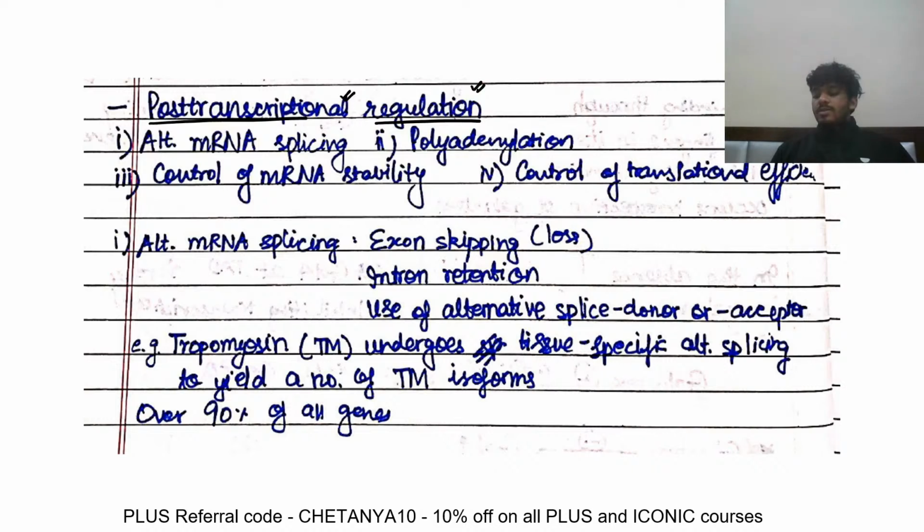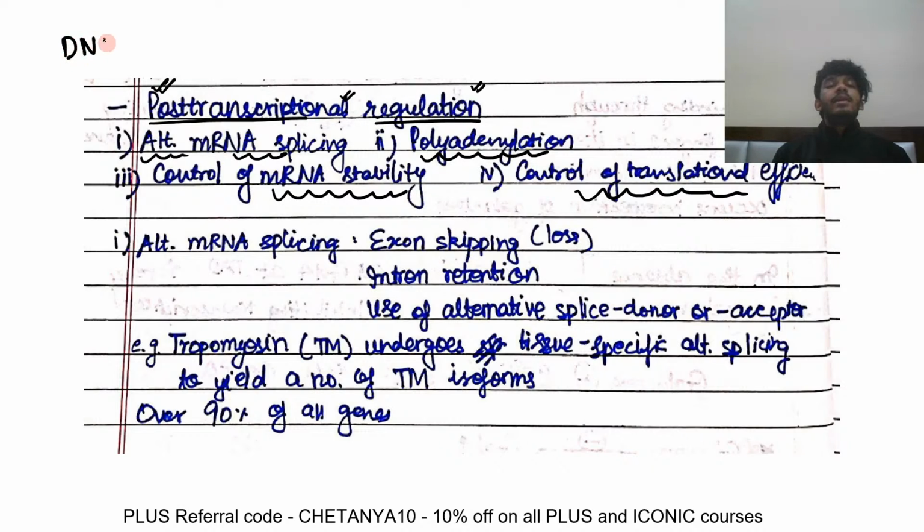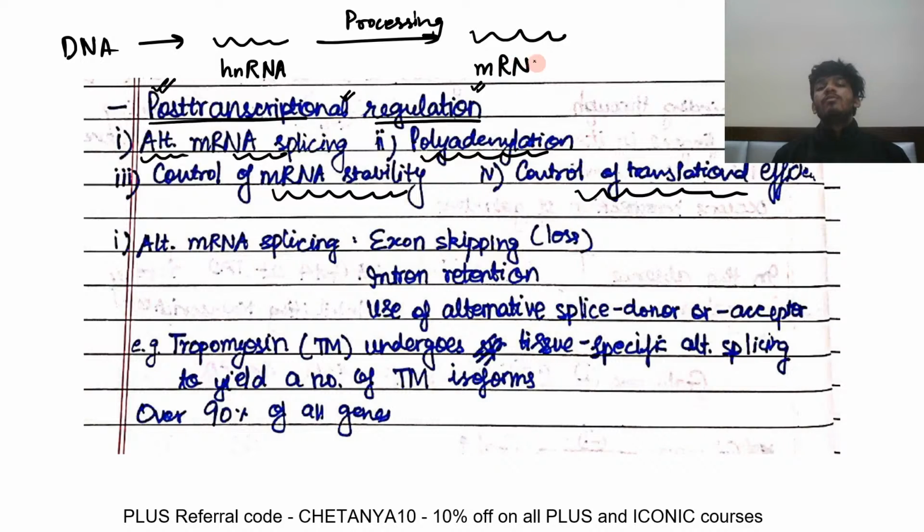What you have to understand here is that there is something known as alternative mRNA splicing, then there is polyadenylation, then control of mRNA stability, and control of translational efficiency. There are four things related to post-transcriptional regulation. Remember, in eukaryotes it does not end after transcription. Transcribing DNA does not form mRNA directly, it forms heterogeneous RNA. Then some processing has to be done, like removal of introns, before mRNA is formed.